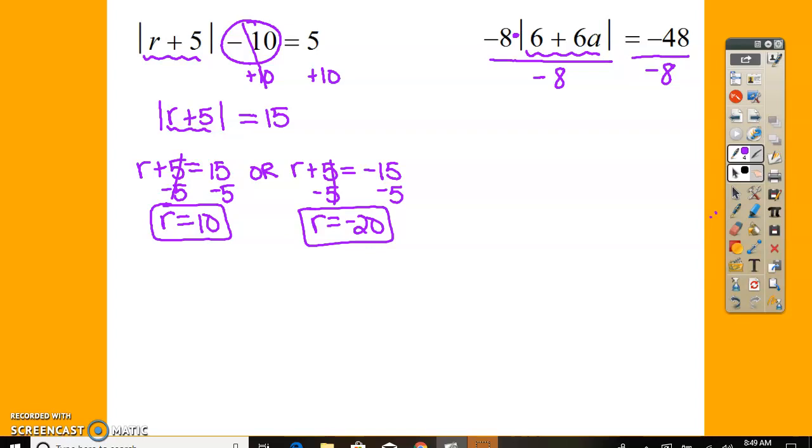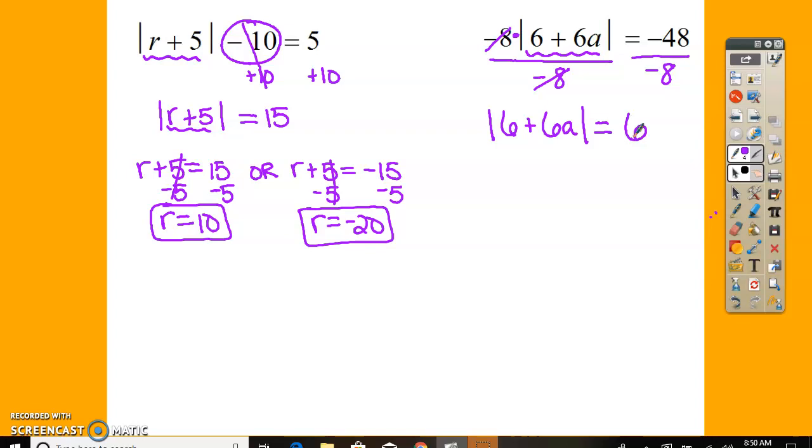When we do that on the left side, it's going to cancel out both of those -8s. So we end up with the absolute value of 6 plus 6a equals, and your -48 divided by -8 is going to give you a positive 6. So now our sign had changed. It used to be a negative. Now we have a positive answer here for our absolute value, which is possible. Okay? So now, because it changed to a positive and our absolute value is isolated, it's by itself, there's nothing connected to the outside of it, now I can split into two equations.